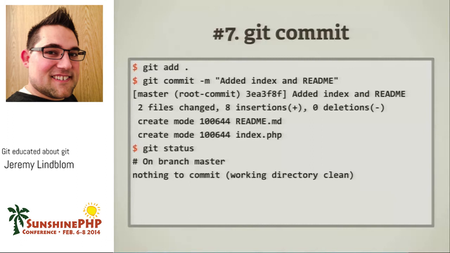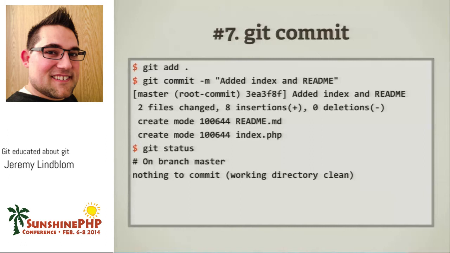Then that'll spit out some information about what files changed. It says here on this slide, 8 insertions, 0 deletions. Those insertions are new lines, and deletions are, you know, 0 lines removed. So that gives you an eyeball glance of how much code you actually changed, aside from just what files were changed.